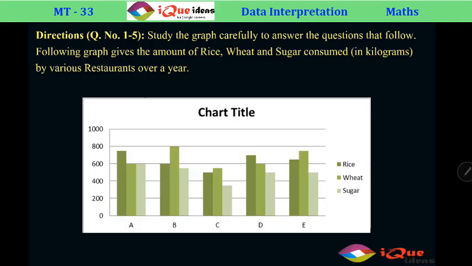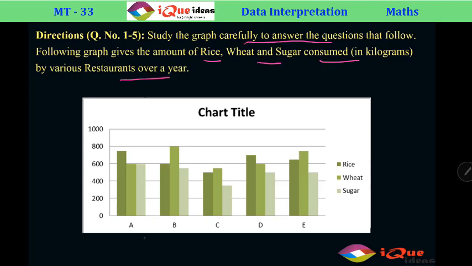Hi guys, now we'll take up the questions from exercise MT33, which is based on data interpretation. This is the first set. As you can see on your screen, it says study the graph carefully and answer the questions that follow. The following graphs give the amount of rice, wheat and sugar consumed in kilograms by various restaurants over a year.